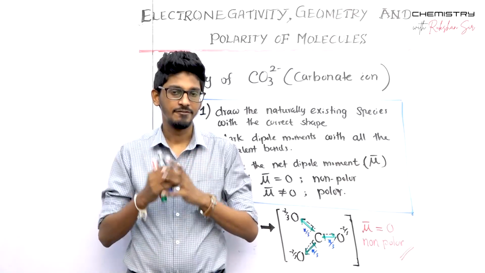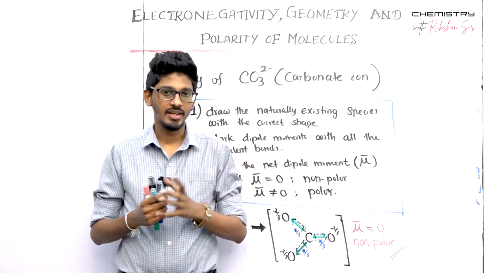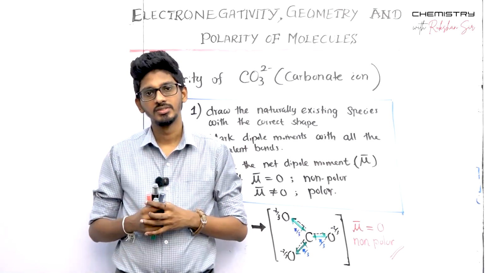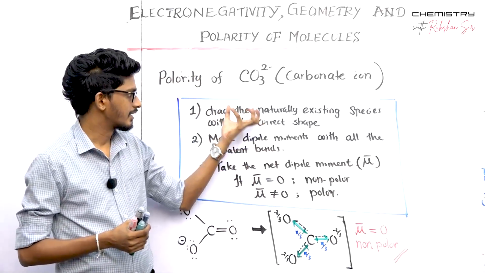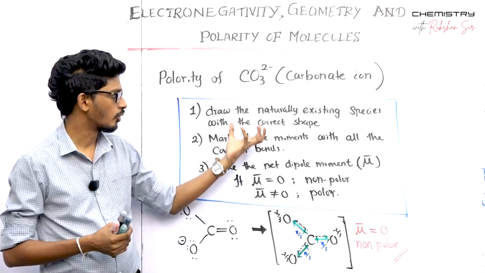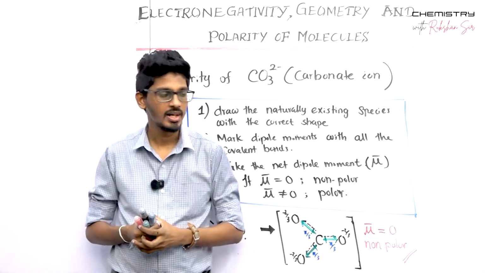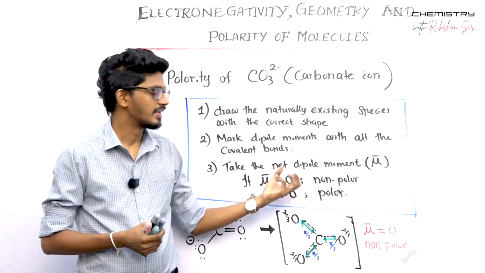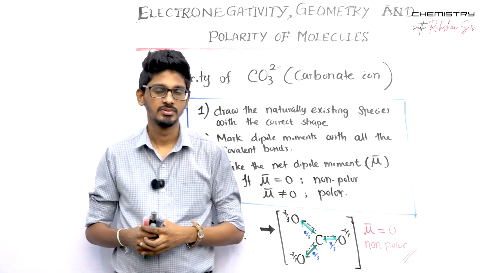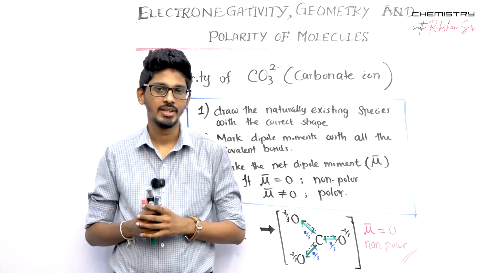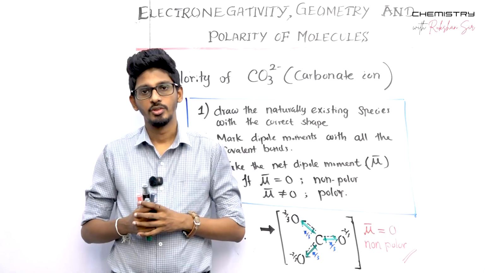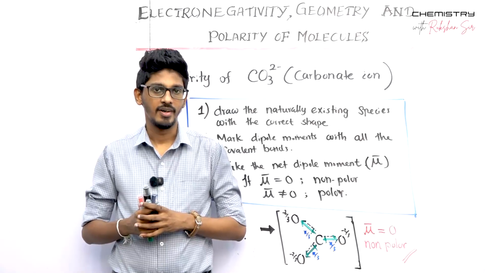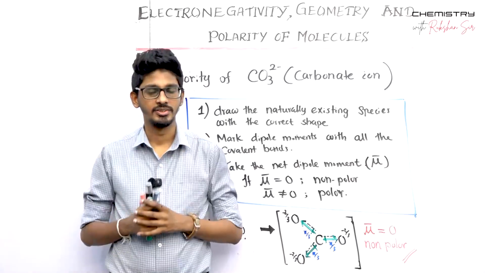Some questions are there in your workbook as well. Just do them. First, draw the correct naturally existing species, then mark all the dipole moments, and then decide by taking the net dipole moment. That is how you come up with the polarity of a molecule. So let's wind up this topic at this stage.